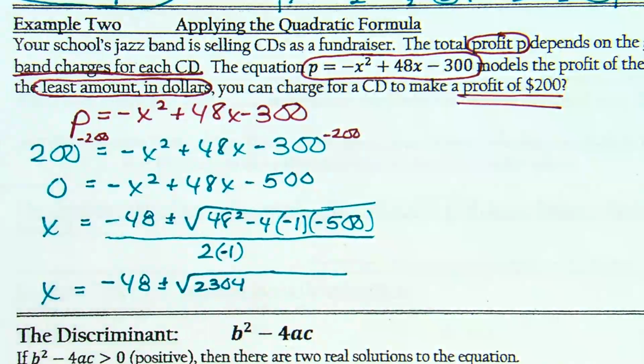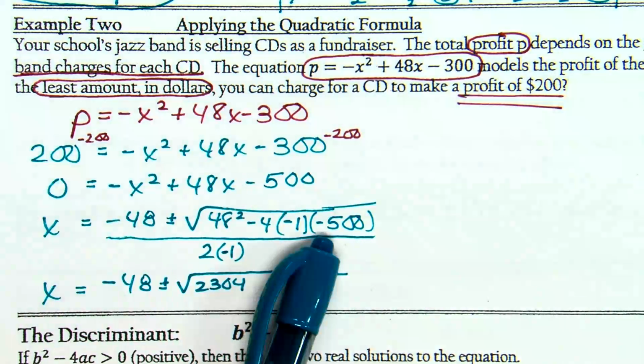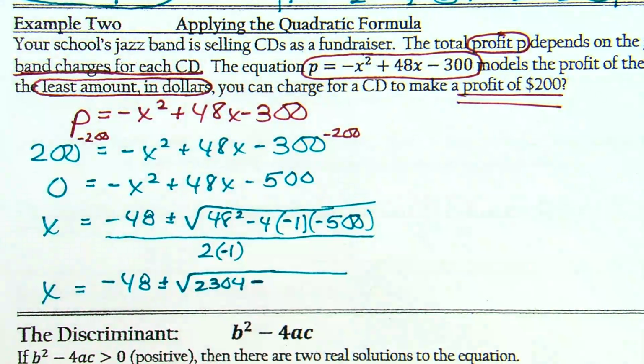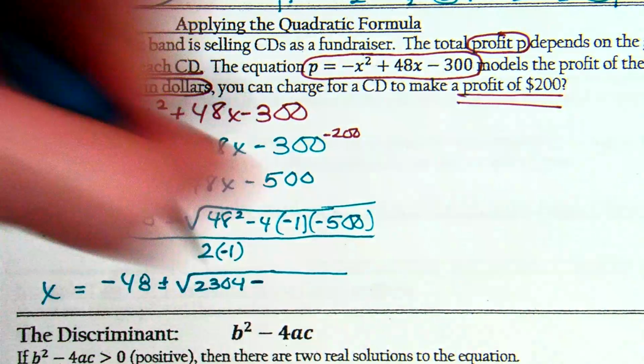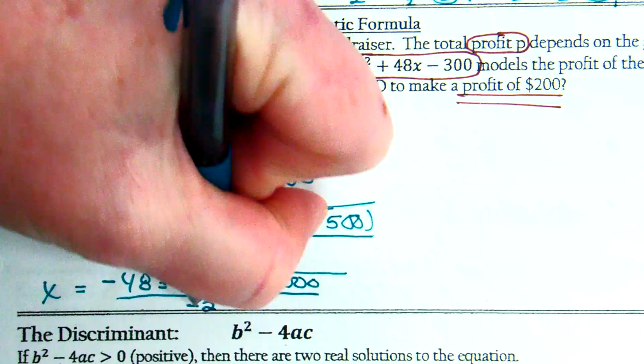Now, check your signs. Am I going to be adding or subtracting the next part? A minus 4, a minus 1, and a minus 500. How many minuses is that? That's 3. That's an odd number of minuses, so it's a negative. 4 times 1 times 500, so 4 times 500 is 2,000, all over negative 2.